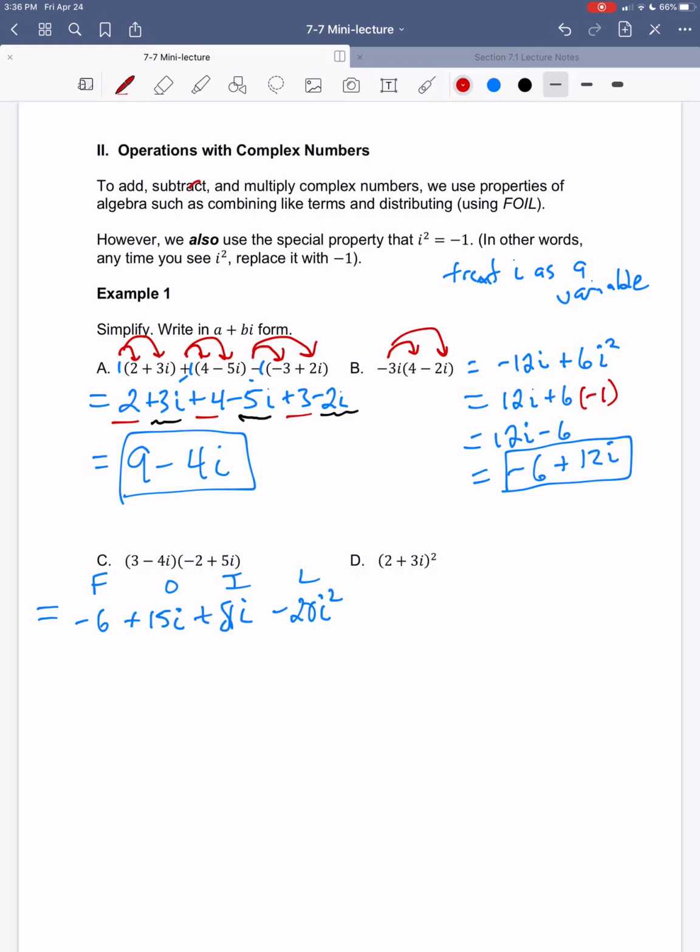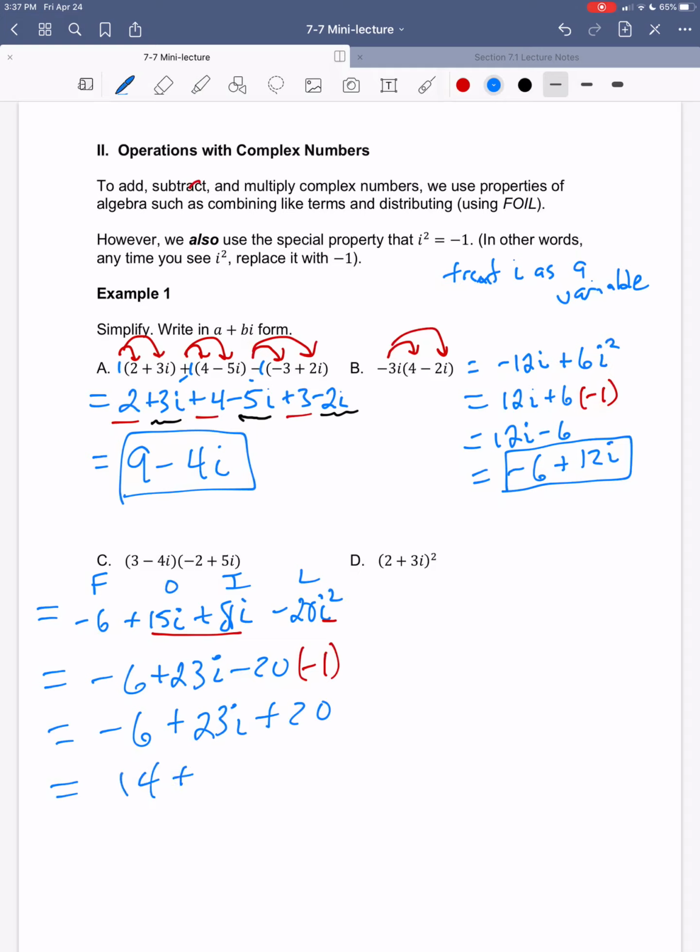And what I'm going to do here is combine those like terms, and I also have to remember to get rid of that i squared. So -6 plus 15 plus 8, that gives me plus 23i. Then I'm going to get minus 20, but the i squared gets replaced with -1. So -6 plus 23i plus 20. Now I put the -6 and the positive 20 together. So we get 14 plus 23i.